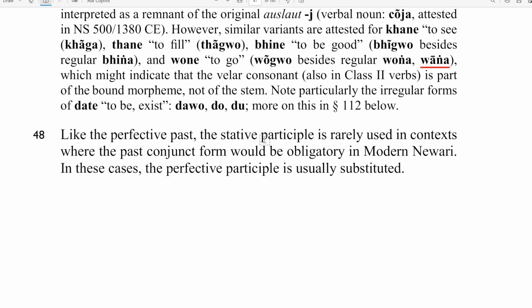And this stative participle is used more as a disjunct in Classical Newar. In Classical Newar, for the first person we should have the conjunct, which is the perfective participle, and for the second and third person in declarative sentences it is disjunct. So we can have the perfective past or stative participle as the disjunct. In the second person interrogative, we can have the perfective past and perfective participle as conjunct, and for the first person and third person, we can use the perfective past and stative participle as disjunct.